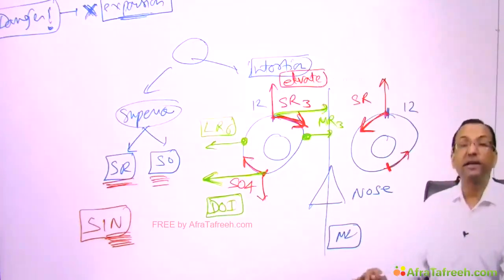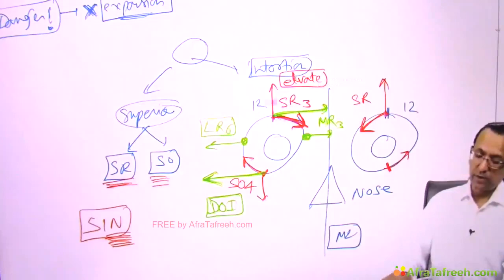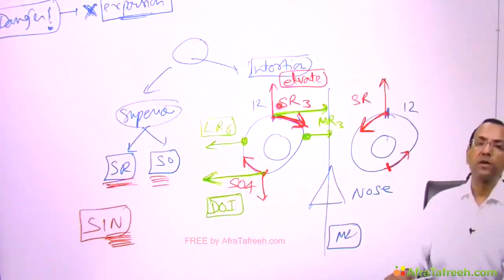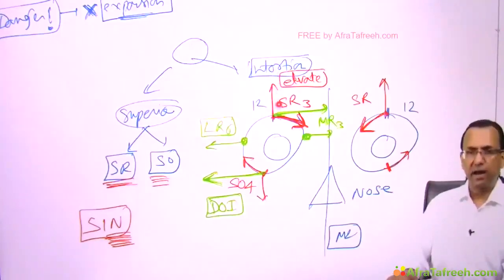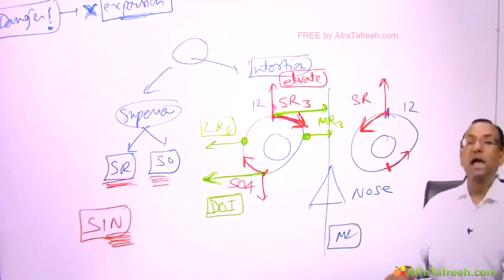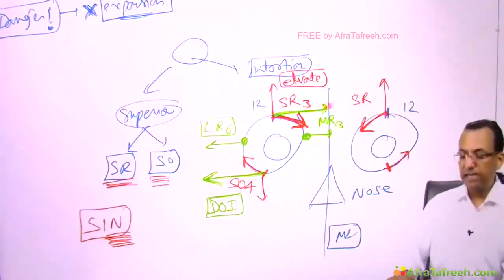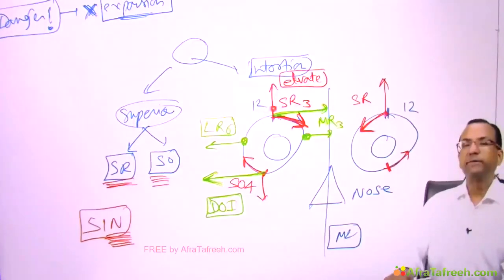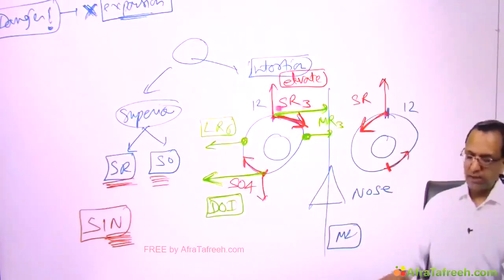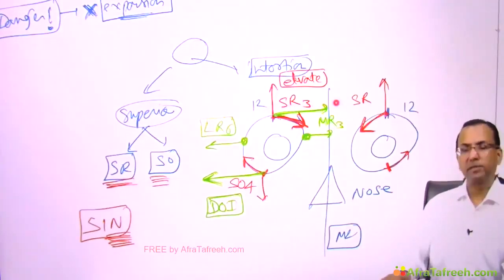Understand? Three actions of the superior rectus now. What are the three actions of the superior rectus? Superior movement, elevation, that is there, and it is also an intortor and helps the medial rectus for adduction. So again, it is contracting the superior oblique muscle.